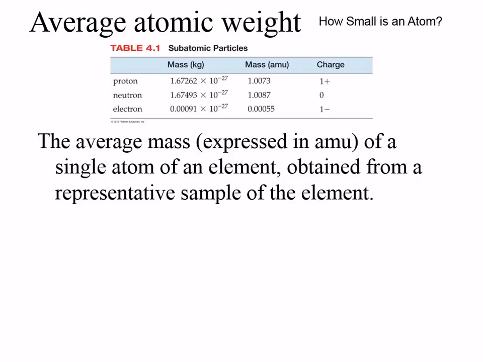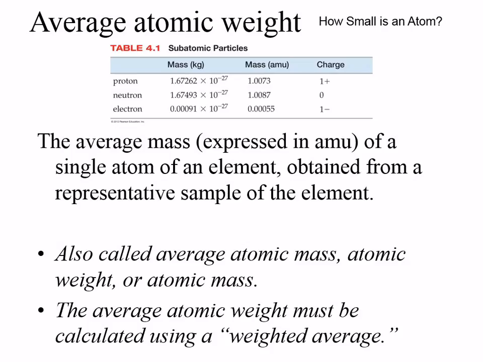The periodic table for carbon says 12.01. That means that a carbon atom weighs, on average, taking into consideration all the different isotopic forms of carbon and how abundant they are, 12.01 atomic mass units, or AMUs. That's it.